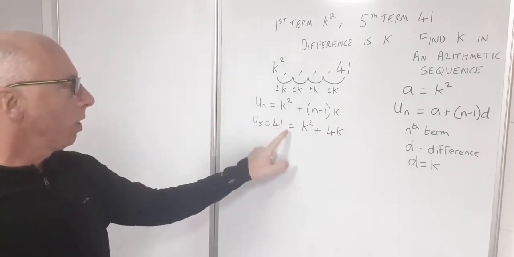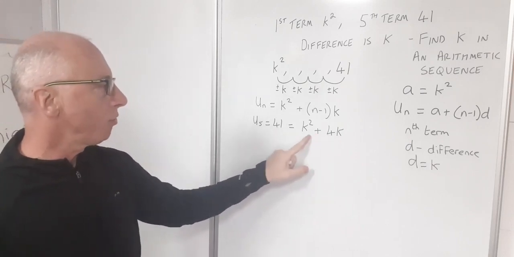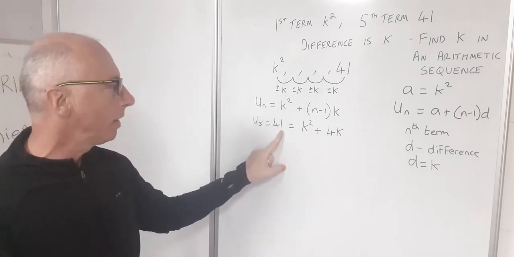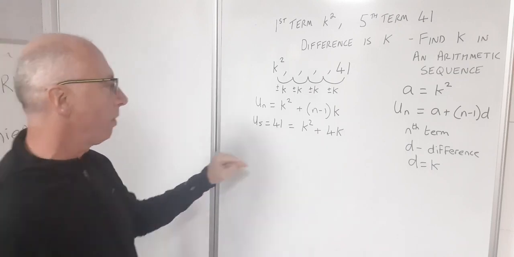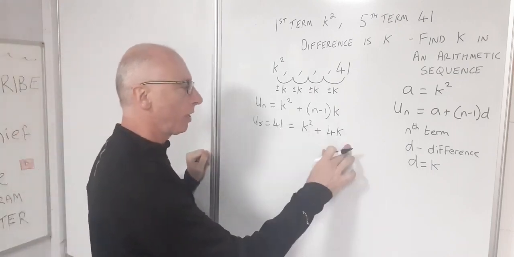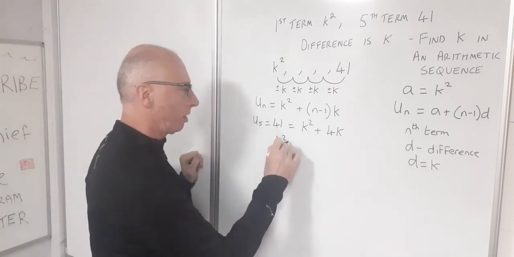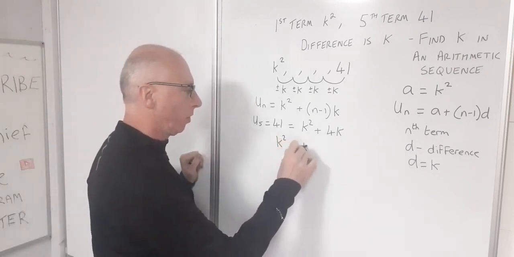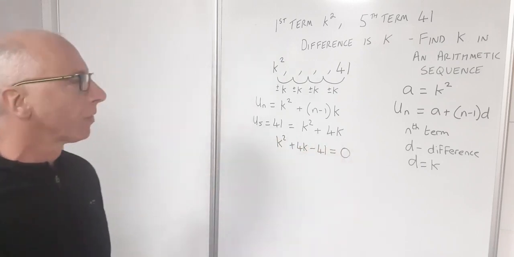So that's something we can go on there. We've got 41 equals k squared plus 4k. Now we've got a quadratic there. If we can just shuffle that around a little bit, maybe we can solve for the k. So let's go with that. So let's bring the 41 on this side, and then it'll be set to 0. So we'll have k squared plus 4k minus 41 equals 0.